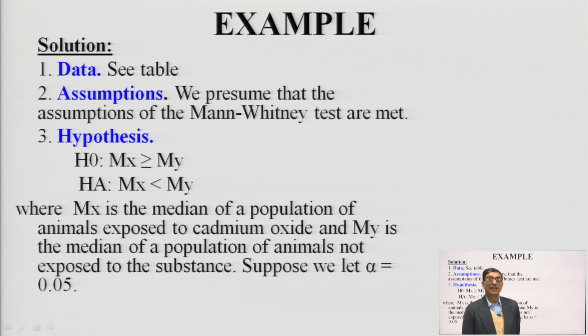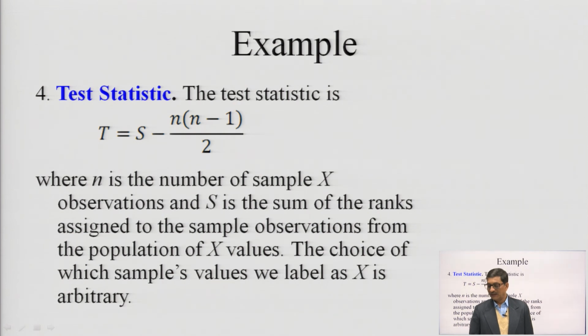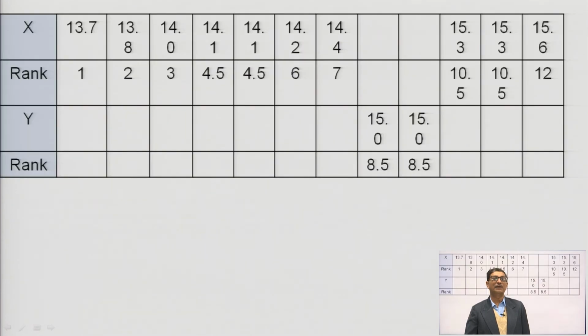We take the level of significance alpha equal to 0.05, and the test statistic is T equal to S minus n(n+1)/2, where n is the number of sample X observations and S is the sum of the ranks assigned to the sample observations from the population of X values. The choice of which sample values we label as X is arbitrary. So, these are the values of X and Y.